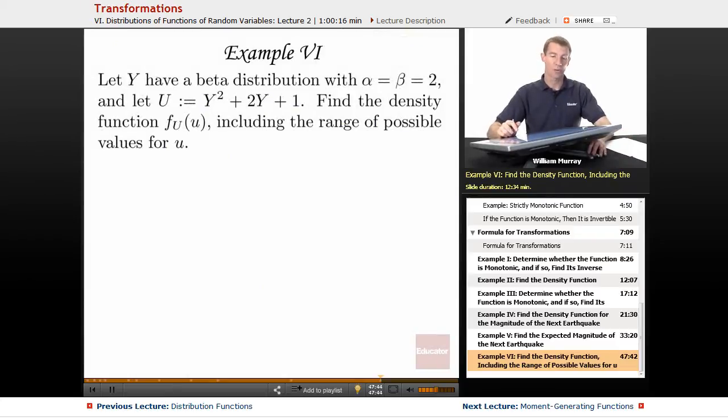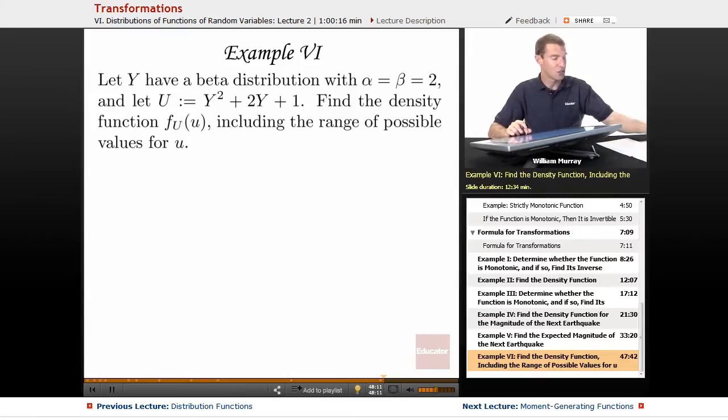In example 6, y has a beta distribution with alpha and beta equal to 2, and u is y squared plus 2y plus 1. And we want to find the density function for u. Now, the first thing here is to recognize what's a beta distribution. And we had a lecture on beta distributions. It's part of the series on continuous distributions. If you scroll up, you will see a lecture on beta distributions.